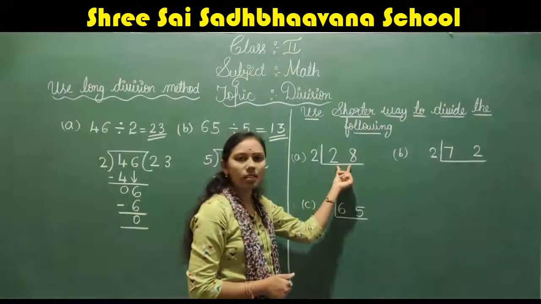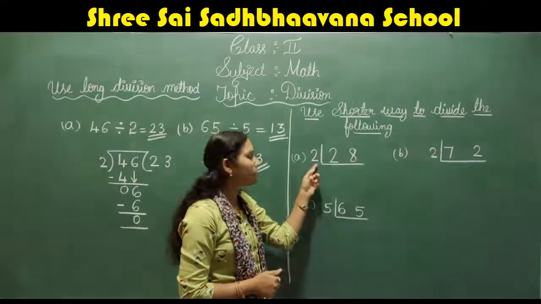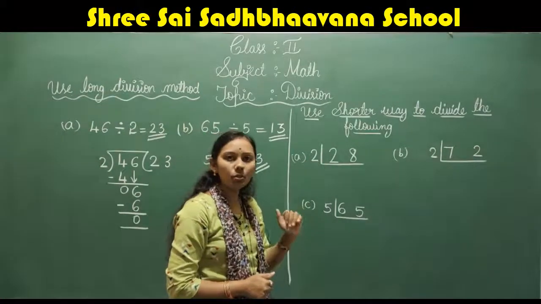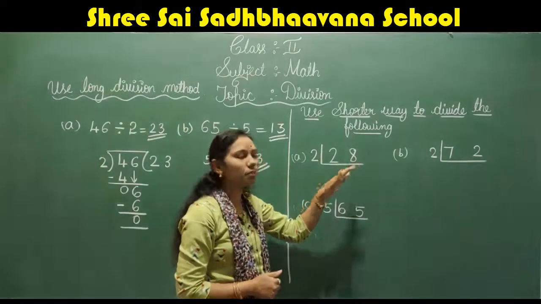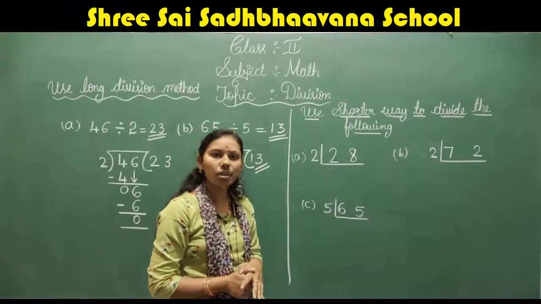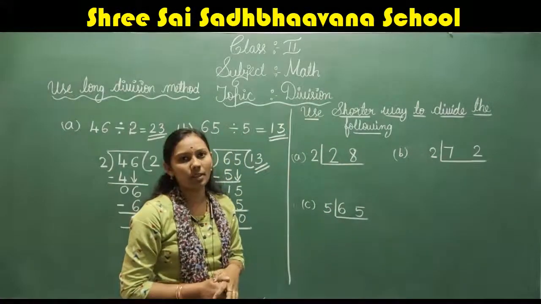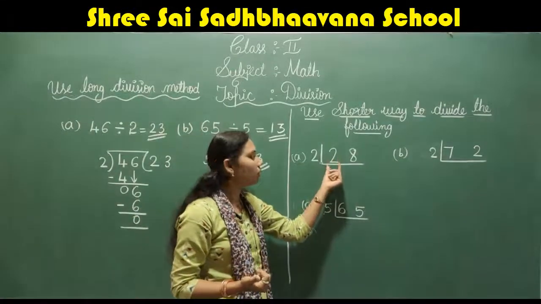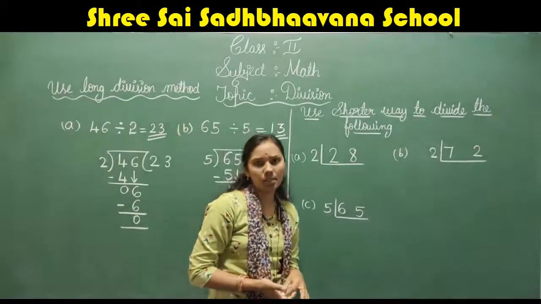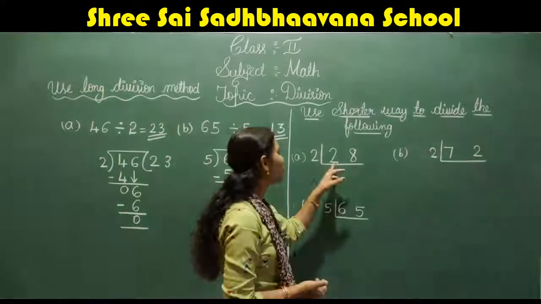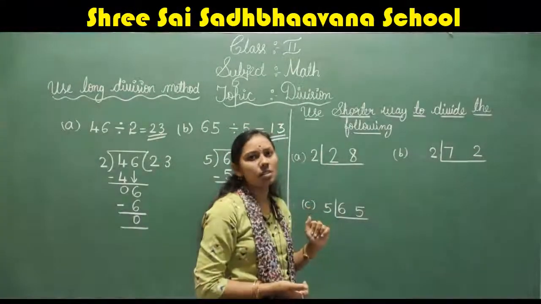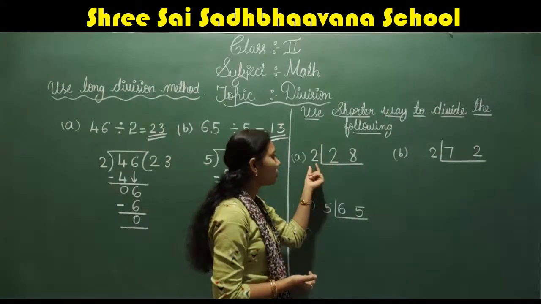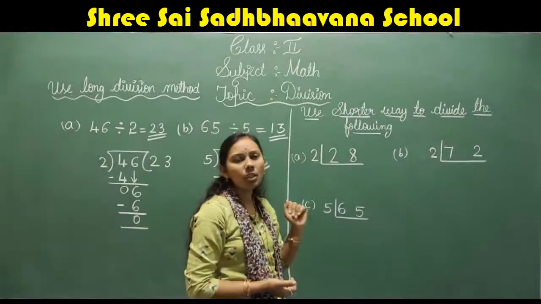Here, the dividend is 28. Divisor is 2. So, by the 2, we are going to divide the number 28, using the shorter way. So, how many times? As I told you, first we are going to take the tens. Yes, children. So, 2 tens, 8 ones is here. So, we are going to take 2 tens. We have to divide 2 tens by 2.